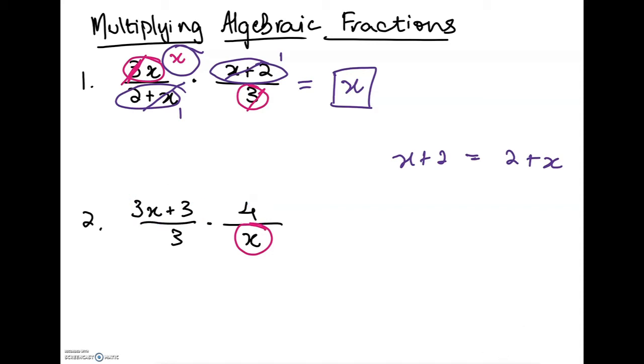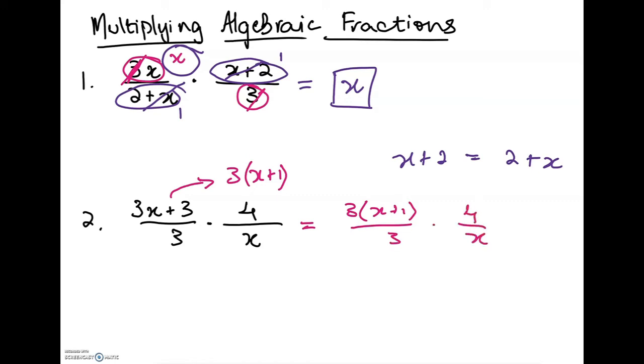But if you can see, we can factor out a 3. So this can become 3 times x plus 1. We're factoring out the 3. So this will become 3 times x plus 1 over 3 times 4 over x. Now we can cancel these two 3's since the two 3's are on the numerator and denominator. So if we cancel those 3's, then we're going to have 4 times x plus 1. So we're just going to bring this 4 together with this x plus 1 all over x. And that's going to be our final answer.